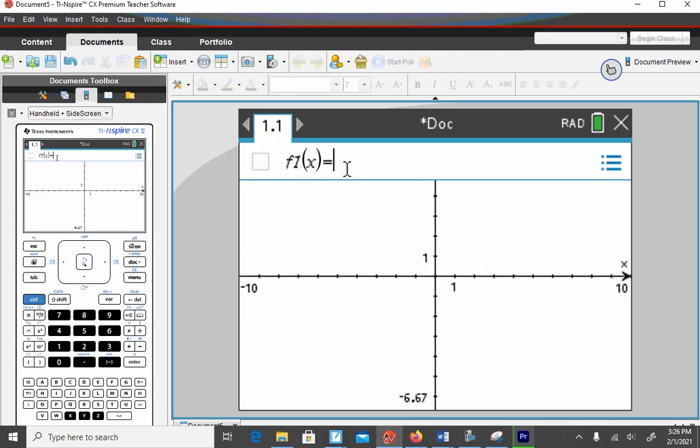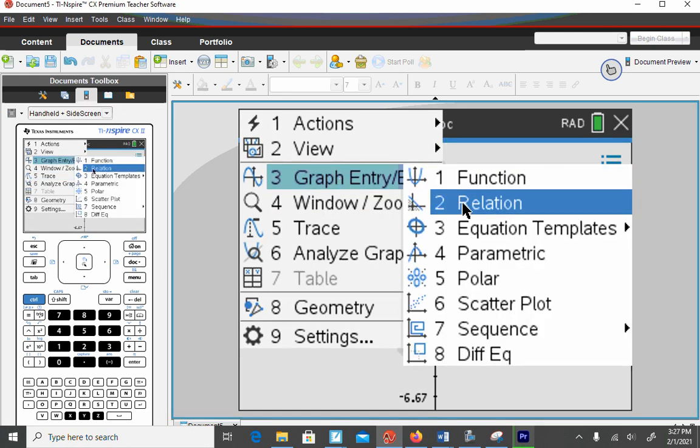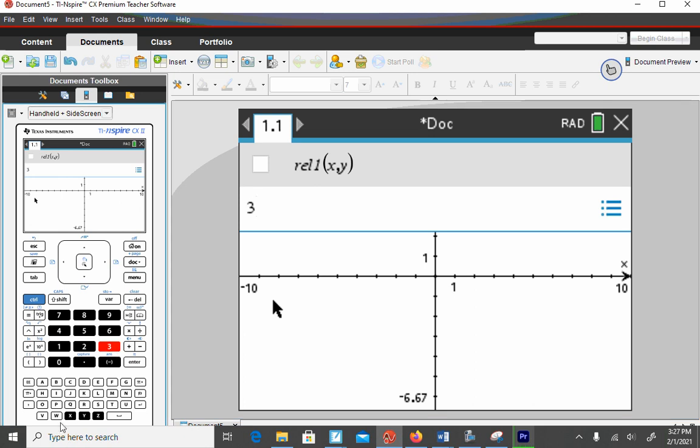Remember, add a graphings page. Remember, we learned to graph using relations instead of functions. So I'm going to hit Menu, go to the number 3, which says Graph Entry Edit, and I'm going to use the relations key. The first one is 3x plus y is equal to 19.